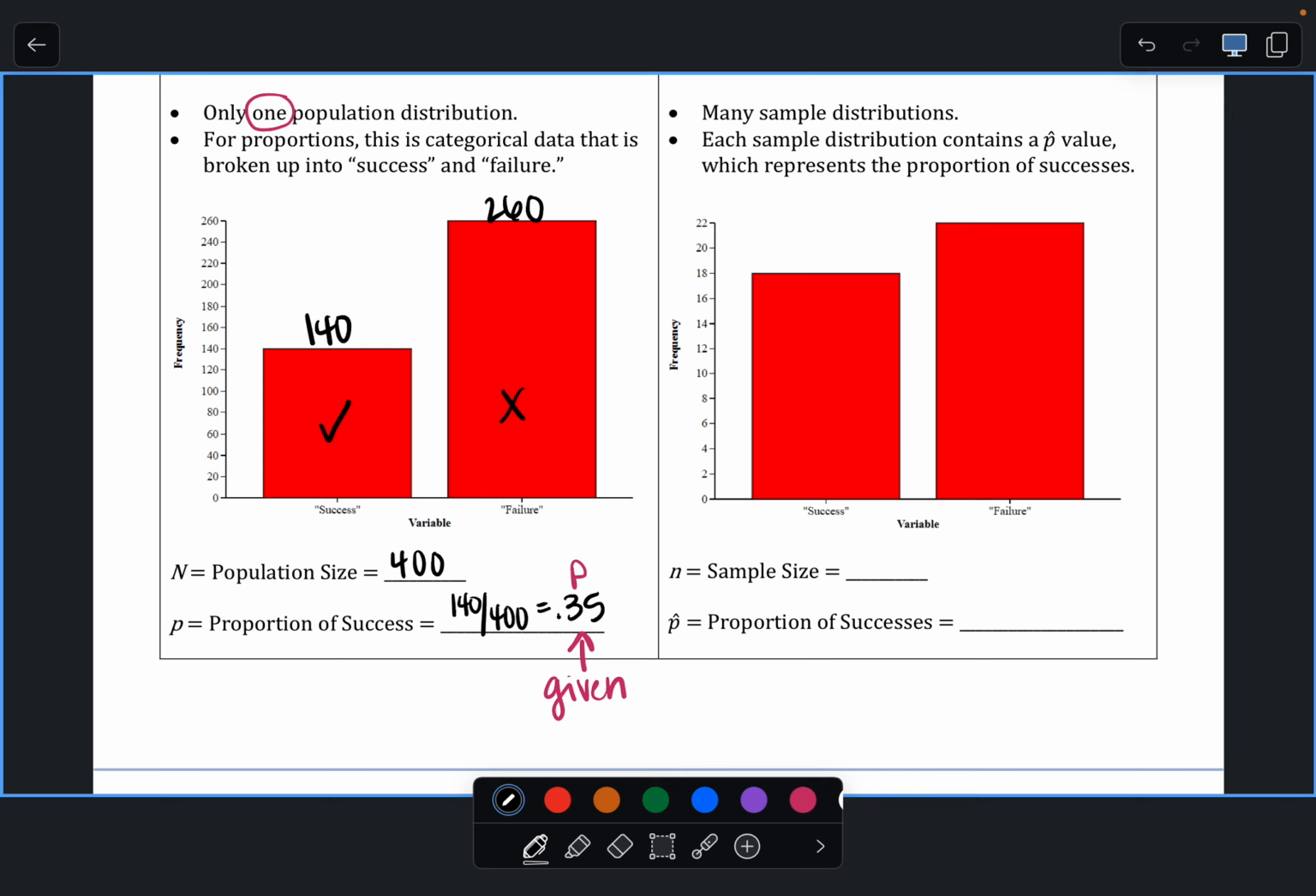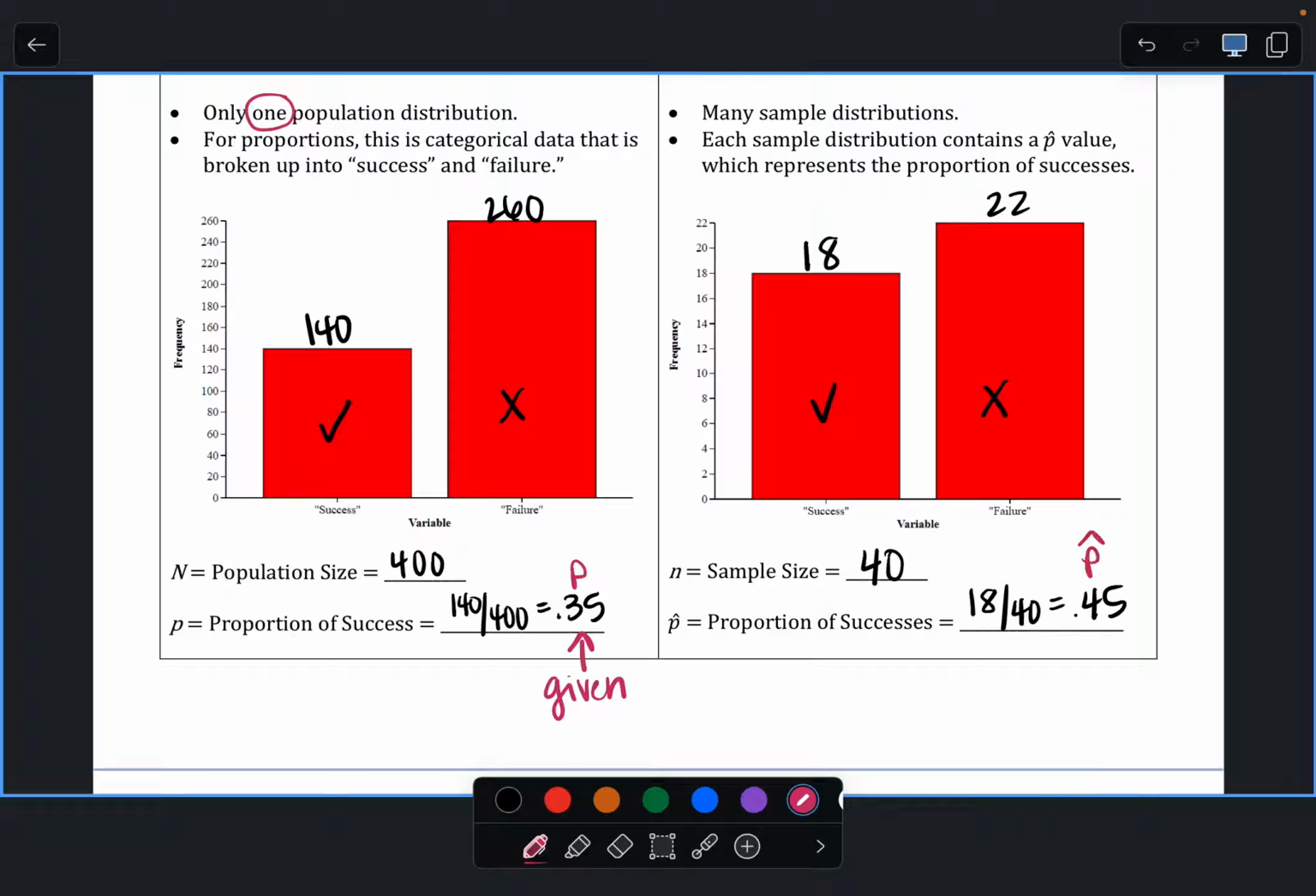They have their own individual p-hats. So it looks like in this sample, they had 18 successes and they had 22 failures. So that means they took a total sample of 40. And all I have to do is take that 18 over 40, and that gives me 0.45. And so this is going to be your p-hat.